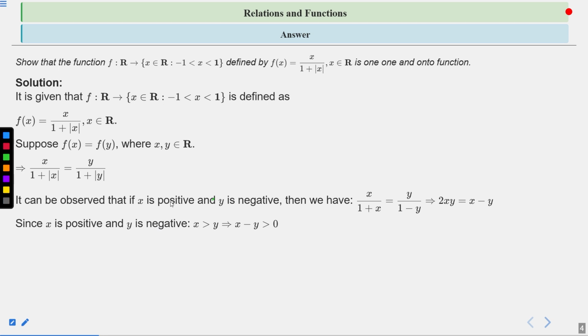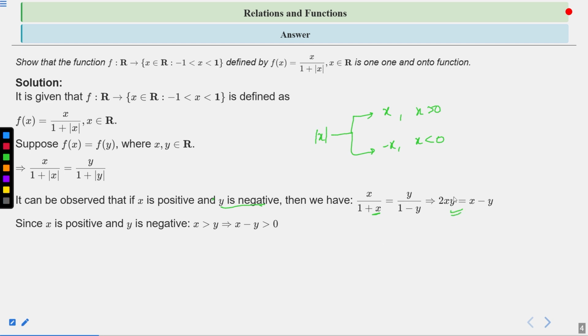So it can be observed that if x is positive and y is negative, we know the property of the absolute value function: it is equal to x when x is greater than 0, and it can be written as negative x when x is less than 0. So it can be written as x upon 1 plus x, and it will be equal to the same for y, which is negative. X is positive, so we write plus x, and y is negative, so we write negative y. So x upon 1 plus x will be equal to y upon 1 minus y. When you solve this, you will get 2xy equal to x minus y.